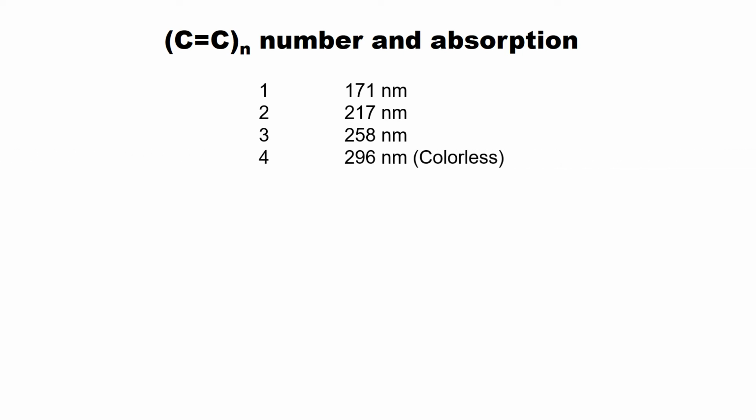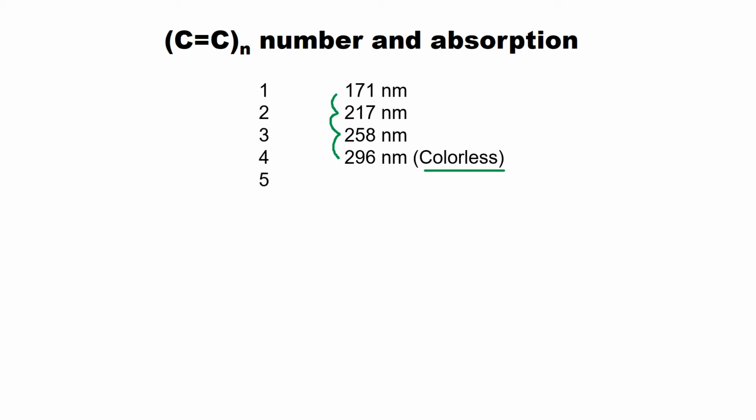If the conjugation number is only 1, it can absorb 171 nanometers. Wow, it's too short. The borderline of visible light is 400 nanometers as violet color. If the conjugation number is 2, then it's 217, still very short. 3 is 258 nanometers. 4, 296 nanometers. Now you can see some general rule in the energy between the conjugations. Still, this is a colorless molecule.